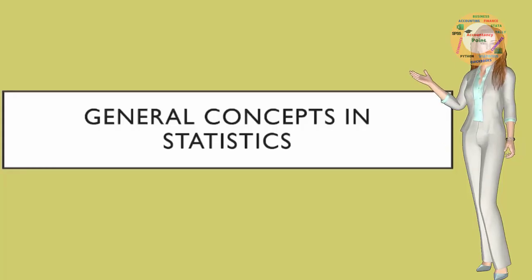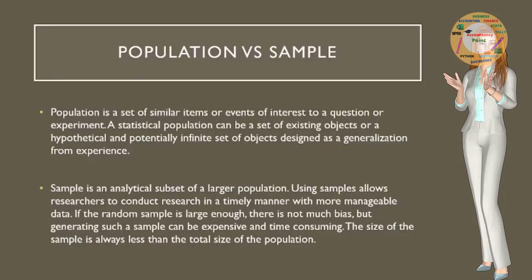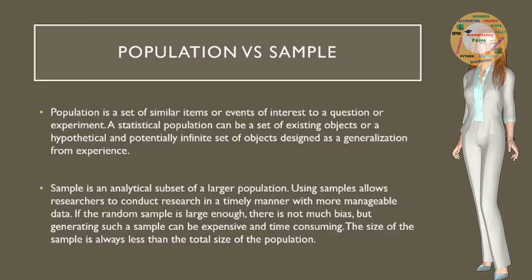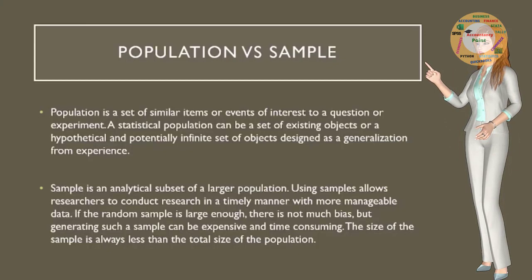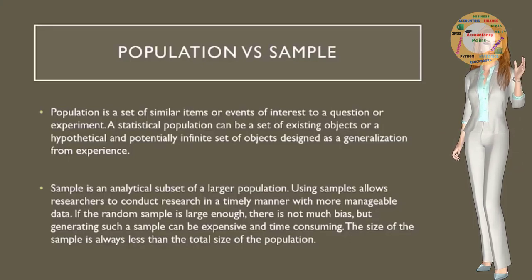In this lecture, we are going to cover general concepts in statistics. Population versus sample. Population is a set of similar items or events of interest to a question or experiment. A statistical population can be a set of existing objects or a hypothetical and potentially infinite set of objects designed as a generalization from experience.